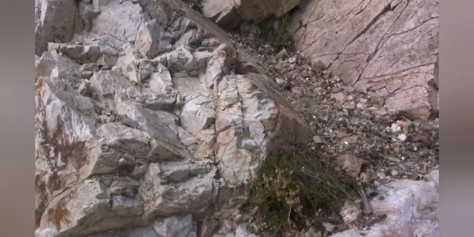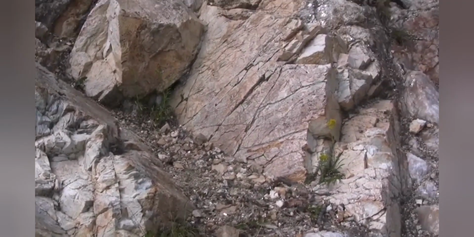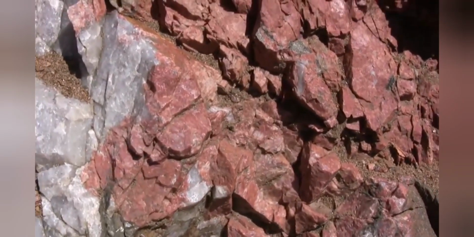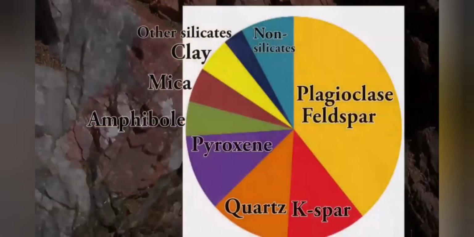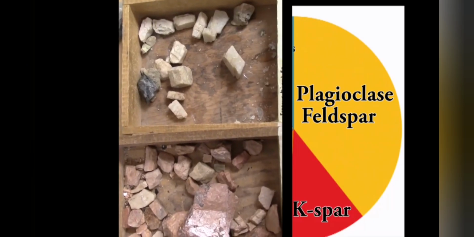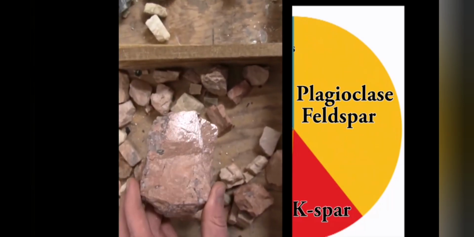The plagioclase minerals make up around 39% of the mineral mass of the Earth's crust. K-spar makes up another 12%. So the combined feldspars make up 51%, a little over half of the mineral mass of the Earth's crust.